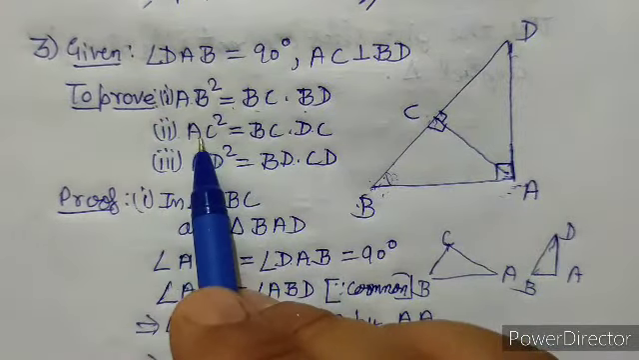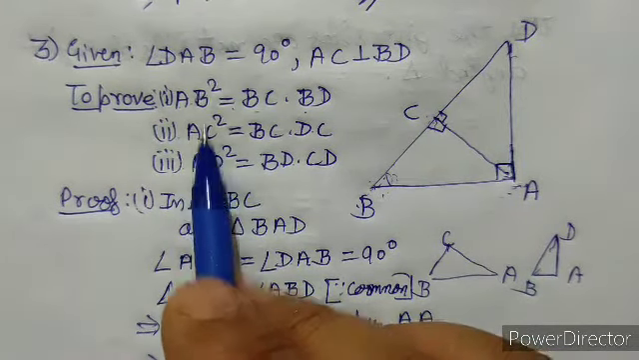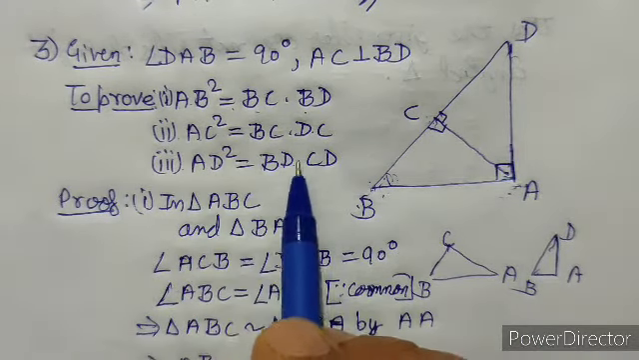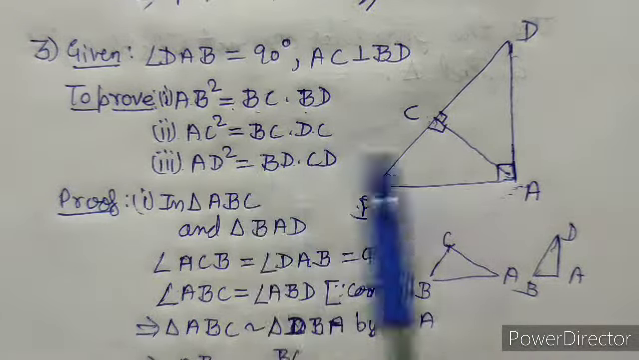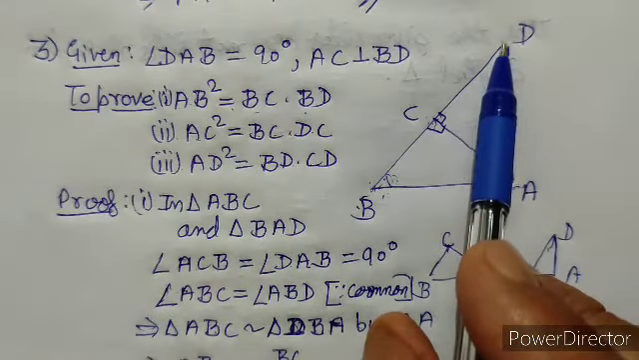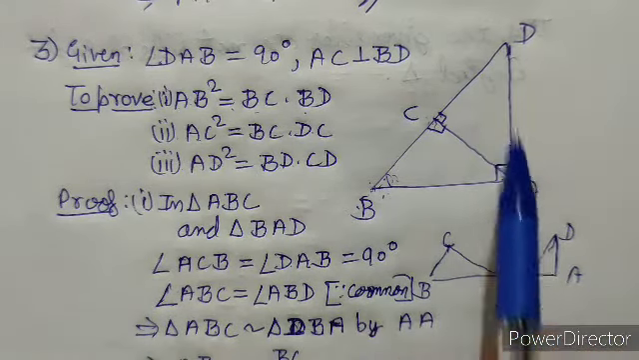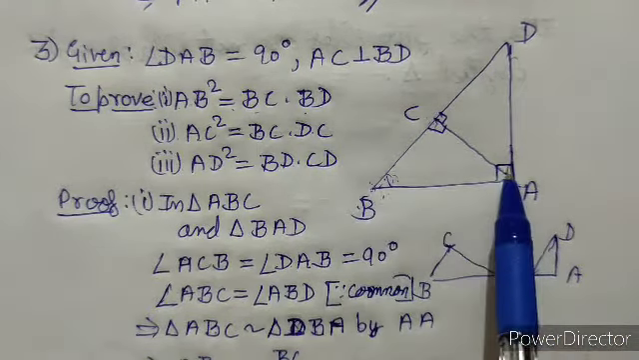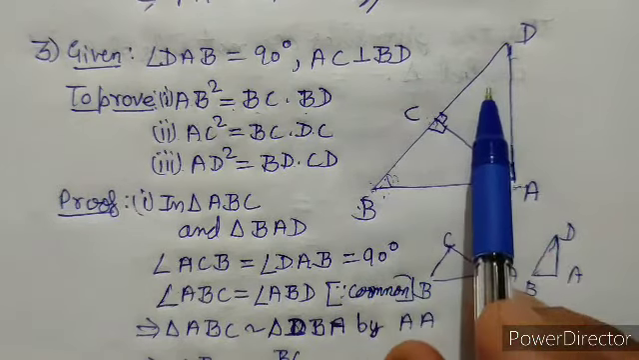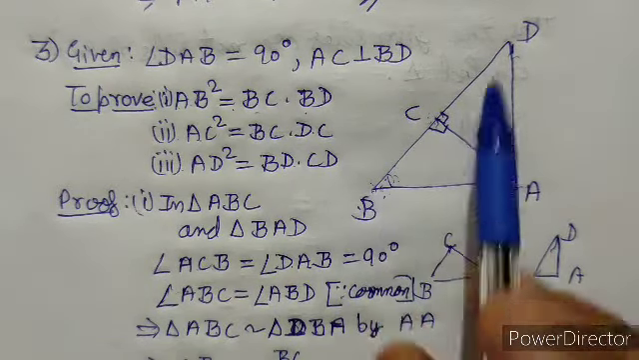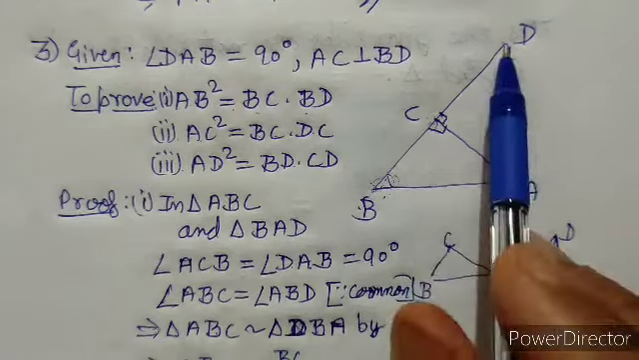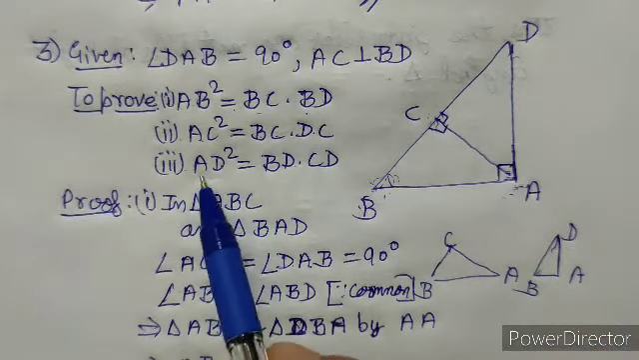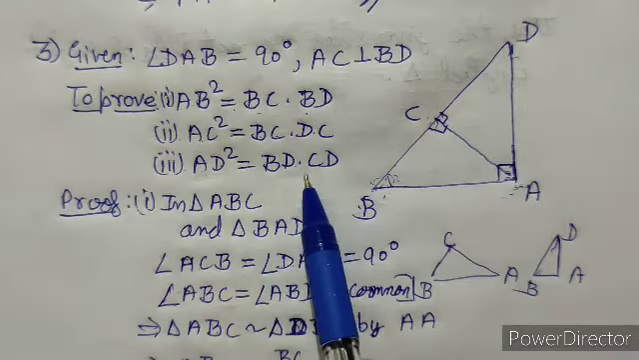Now the second part of question number 3 is the same as question number 2. Now in the third part we have to prove AD square equal to BD into CD. We have to find the value of AD square, and AD is the side of triangles DAB and CAB. First of all we proved that DAB is similar to CAB, and then by finding the ratio of the sides we can find out AD square equal to BD into CD.